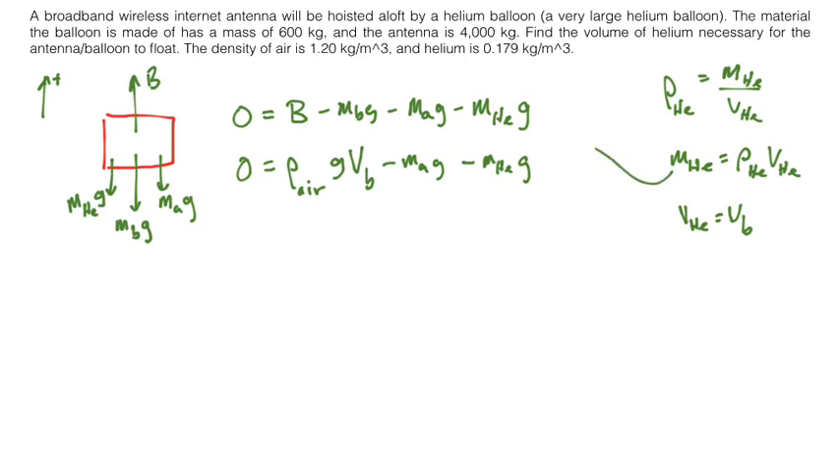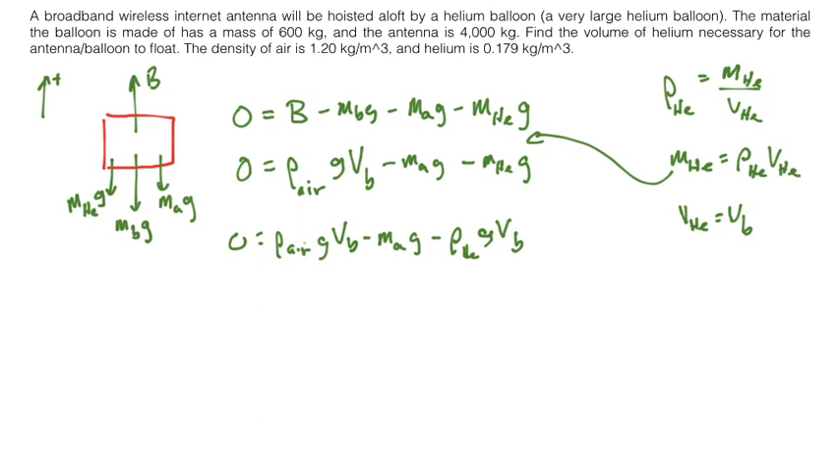So now I can stick this in here. Density of air times g times volume of balloon, minus mass of antenna times g, and now minus density of helium times g times volume of balloon. I don't know why, I was always trained to write rho g V, not rho V g. It gets easier to say rho g V than it is to say rho V g. It's all math to me.